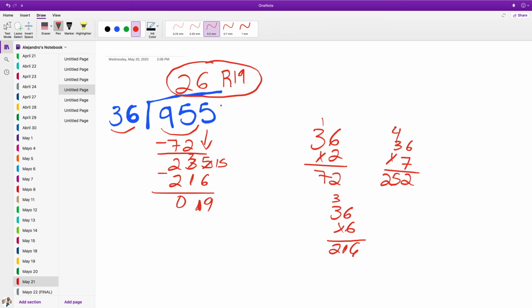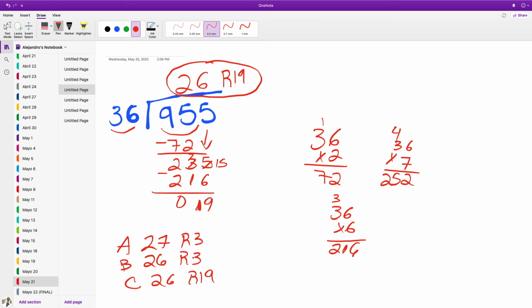Okay? Today, when you take the test, I want you to show work. But the way that you're going to select the answer is by looking at this. So you have something like this, A, B, C. And A is going to be 27 R 3, 26 R 3, and 26 R 19. This is the way you're going to see it today on the test, okay?